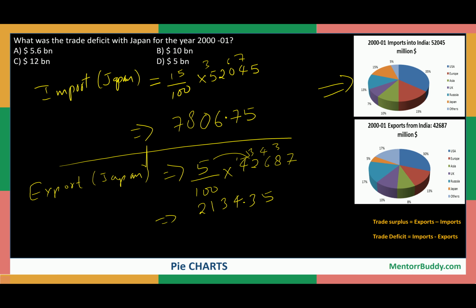Okay, so approximate value, we can see that these are in $1,000,000. So 7806 is the import in $1,000,000, right? Similarly, this export amount is also in $1,000,000. So trade deficit, we know what is trade deficit: import minus export. So find the trade deficit. Trade deficit will be how much?